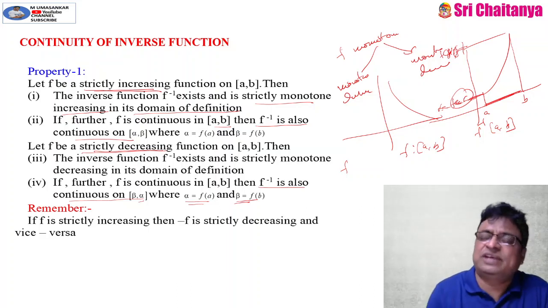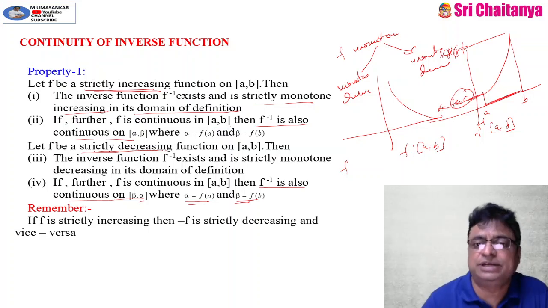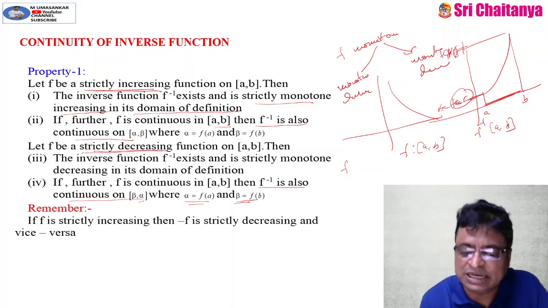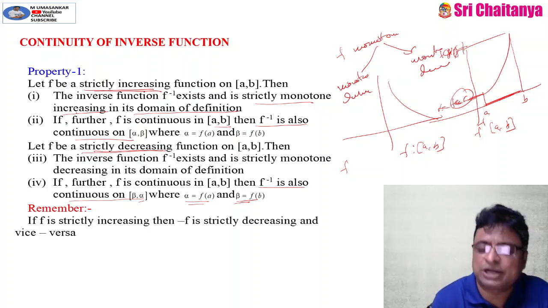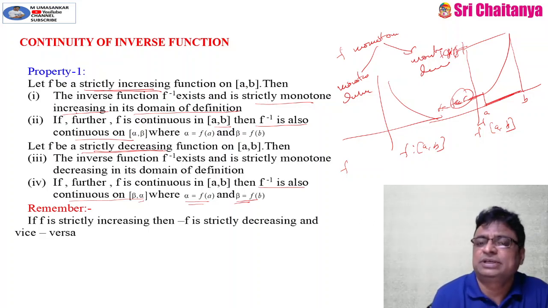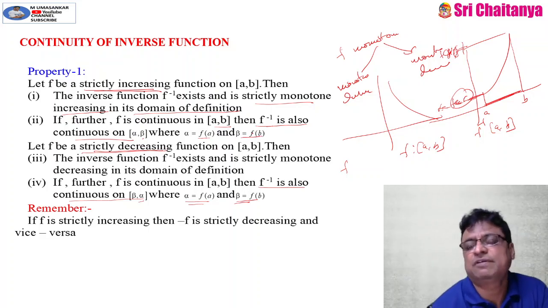So this is another beauty of continuity of the function defined in closed interval. Again, if f is a strictly increasing function in closed interval [a, b], then its inverse f inverse exists and is also monotonically increasing in its domain. And if f is continuous on closed interval [a, b], then f inverse is also continuous on closed interval [alpha, beta], where alpha is f of a and beta is f of b.